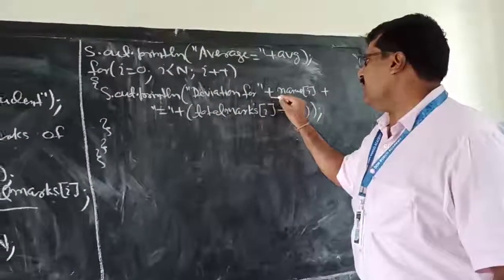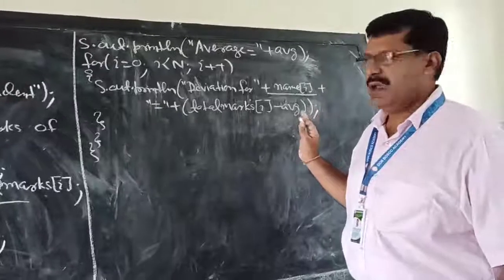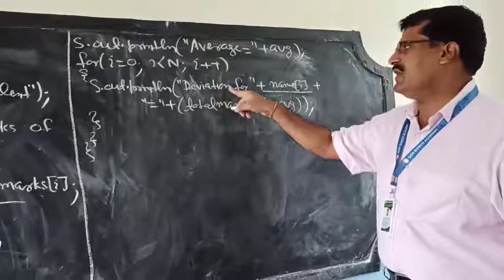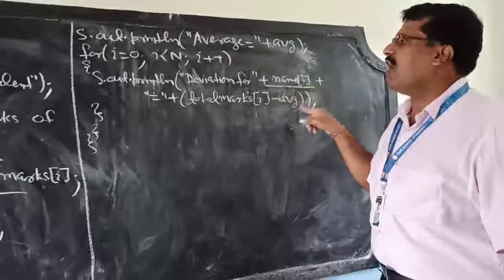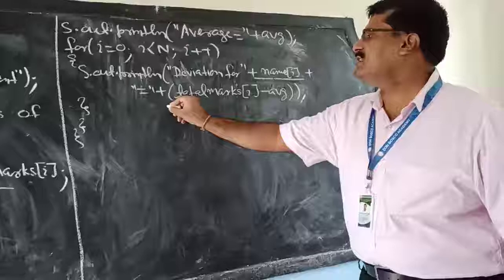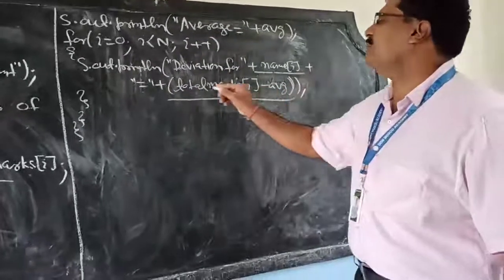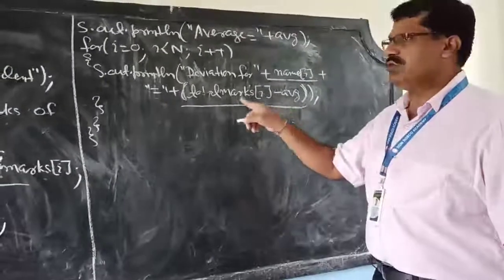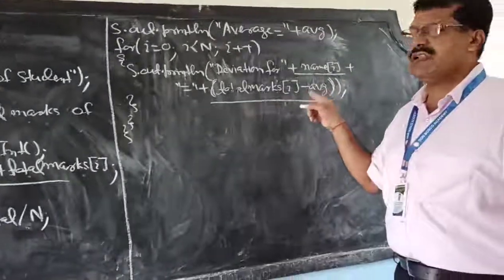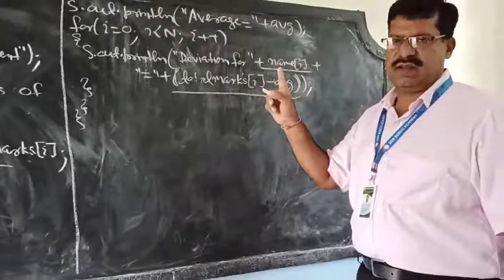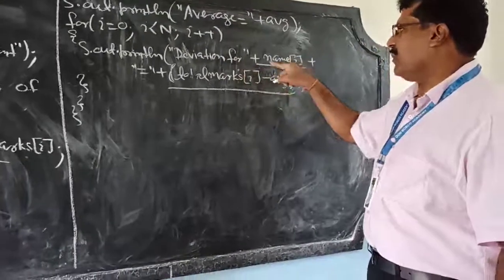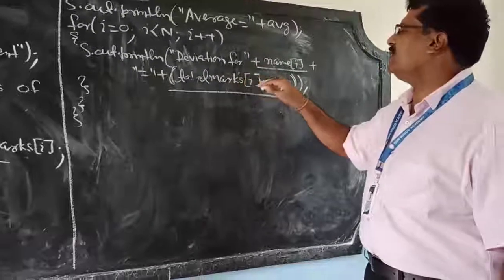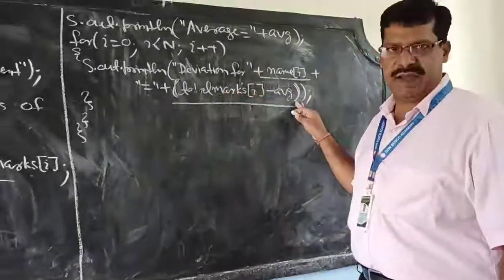So what will happen here? The name of the first student is printed. Deviation will be printed along with the name. The first message comes, deviation for the first name is printed. After that the equal to sign is there, and then see the calculation. In the bracket, what have we done? We have done total marks i minus average. So total marks i minus average is the deviation for the first student. Whatever name is there, XYZ, for that XYZ the total marks minus average is done and the deviation is printed.